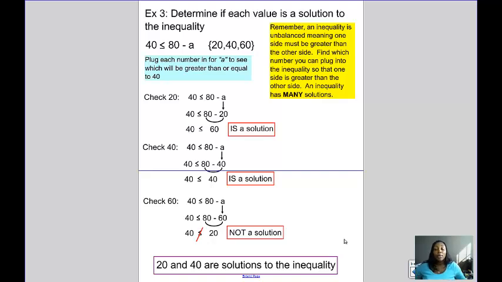So the main thing you want to remember is that a solution is a number value that will work in an equation or an inequality. And an equation only has one solution, while an inequality has many solutions.